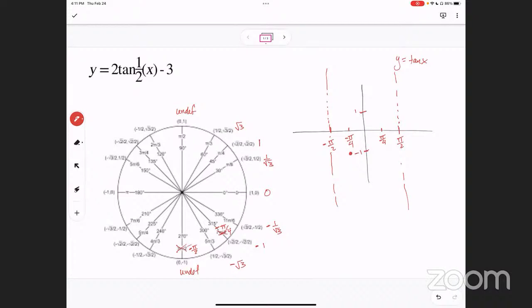And then at 0, the tangent is 0. So there's going to be a point on the origin. And then at pi over 4, it's 1. And then it's undefined at pi over 2. That's why I have another asymptote there. So what your graph's going to do is this.